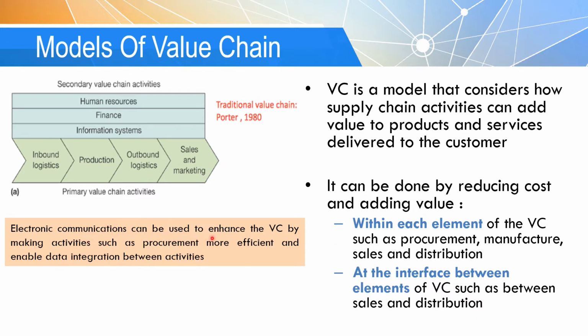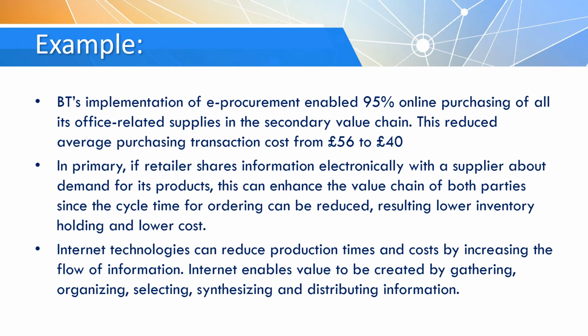So electronic communication can be used to enhance the value chain by making activities such as procurement more efficient and enable data integration between the activities of the value chain. So the value chain here helps us to understand the supply chain management process in an organization and helps us to identify which elements in the value chain can be improved using electronic communication or information systems. These are examples of the usage of electronic communication and information systems that have been added to the value chain elements and activities to improve the process.